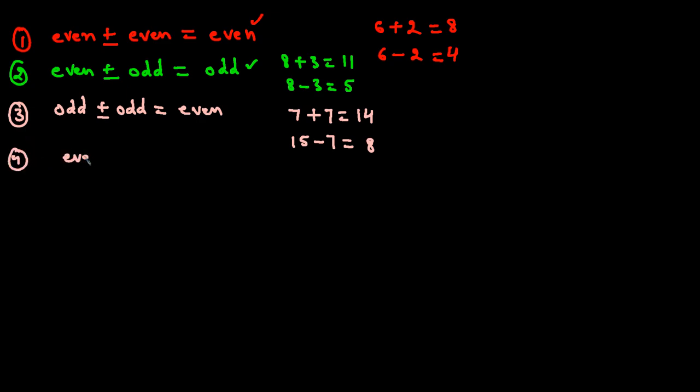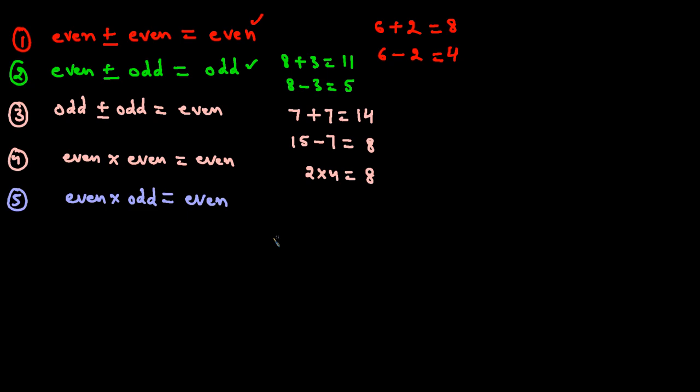Let's go to another rule, number 4. When an even number is multiplied by an even number, the result is even. Okay, so easy example, 2 times 4, both are even. When you multiply, the answer is 8. So let's write down the other one. An even number multiplied by an odd number always gives you an even number. For example, 2 is an even number multiplied by an odd, which is 7, gives me 14. And let's say I got 4 multiplied by 15, the answer is 60, which is again an even number.